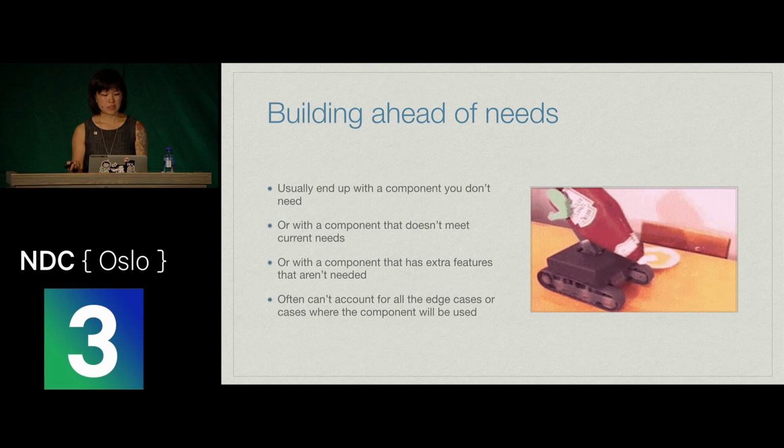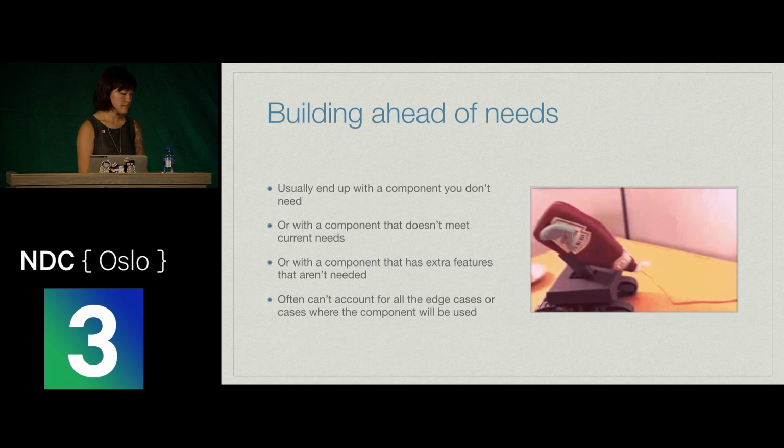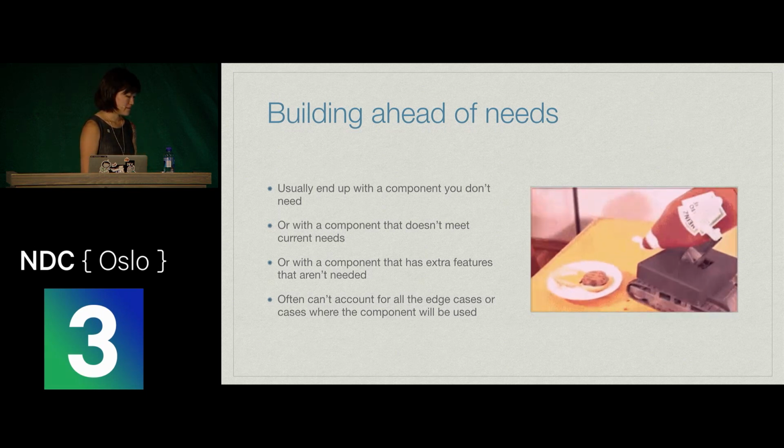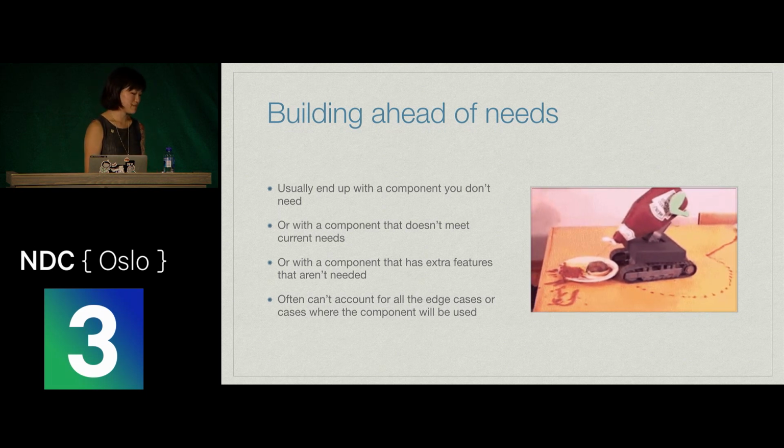So for example, say you want to automate getting ketchup on your burger or your hot dog before you actually need to do that. Then you might end up with a machine like this. Like, we really probably don't need this machine for putting ketchup on your burger. So don't build ahead of your needs, just use your hand and squeeze the ketchup out.